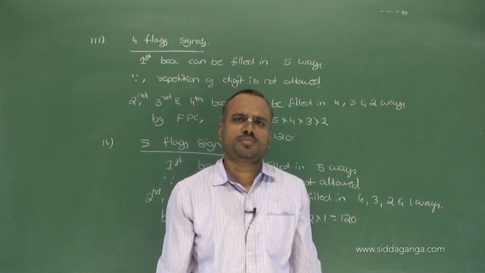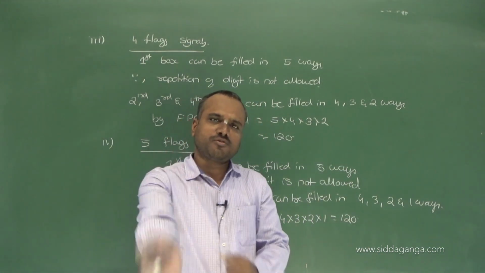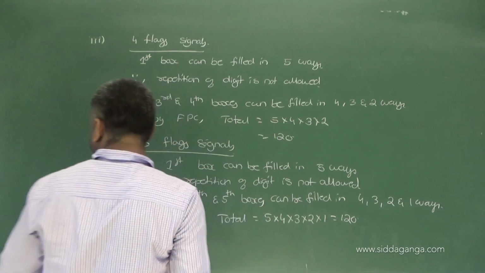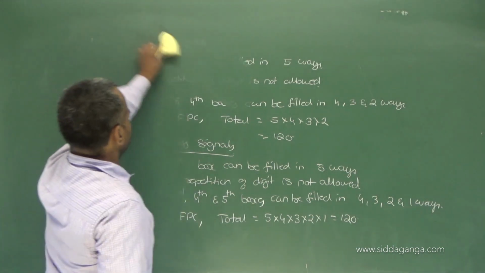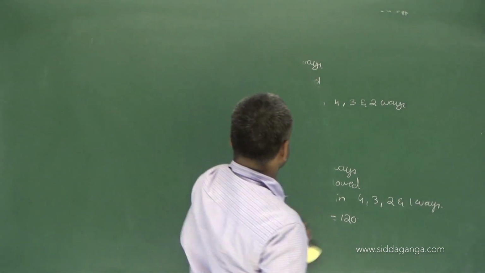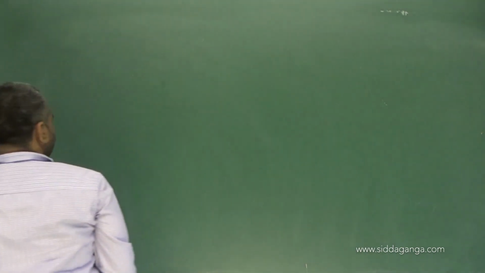Okay, you can follow any other method also. This is our one method. If you want, you can follow another method. First, you observe the concept. 2 flag signals over. 3 flag signals over. Then 4 flag signals over, 5 flag signals over.